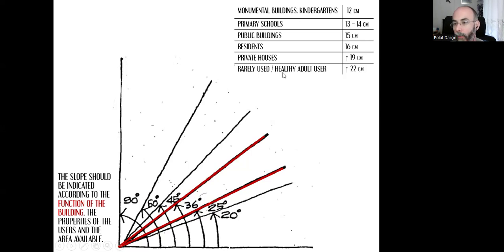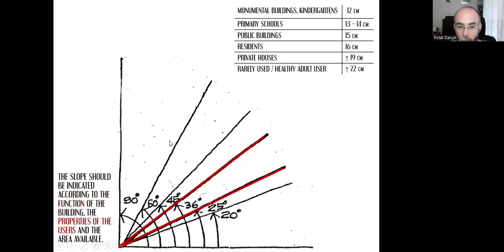If the user is healthy, they're an adult, they don't have any problems, if the stairs will be rarely used, and if the user will not carry any heavy stuff, then we can go up to 22 or 23 centimeters. But we need to be very careful about that riser height.